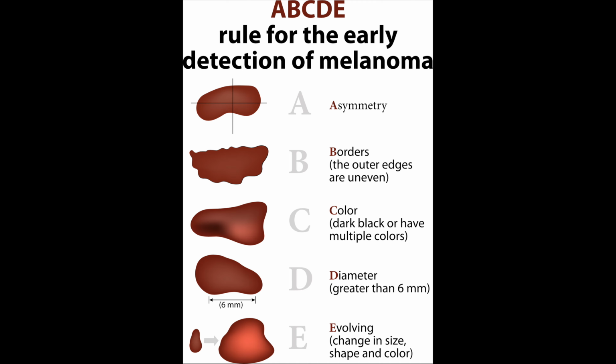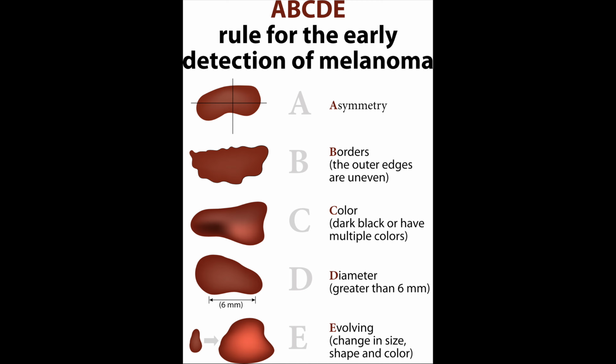A stands for asymmetry. This is the difference in sides. One side appears different than the other. B stands for border. The outer edges are uneven. C is for color. There are multiple colors such as black, blue, brown, red, white, etc.